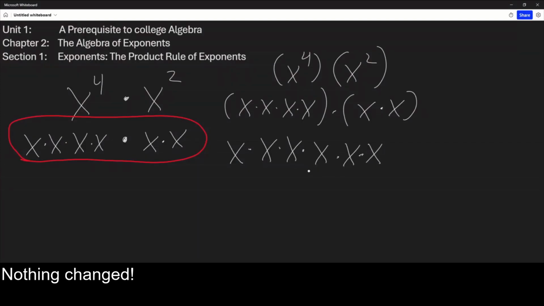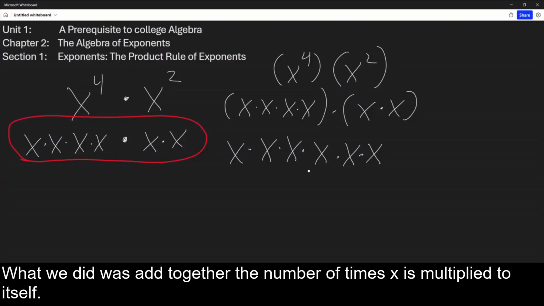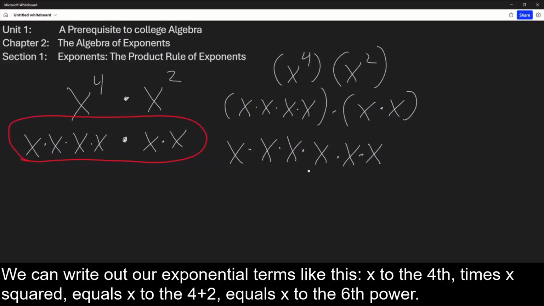Nothing changed. 4 x's and 2 x's are 6 x's. What we did was add together the number of times x is multiplied by itself. We can write out our exponential term like this: x to the 4th times x squared equals x to the 4 plus 2 equals x to the 6th power.